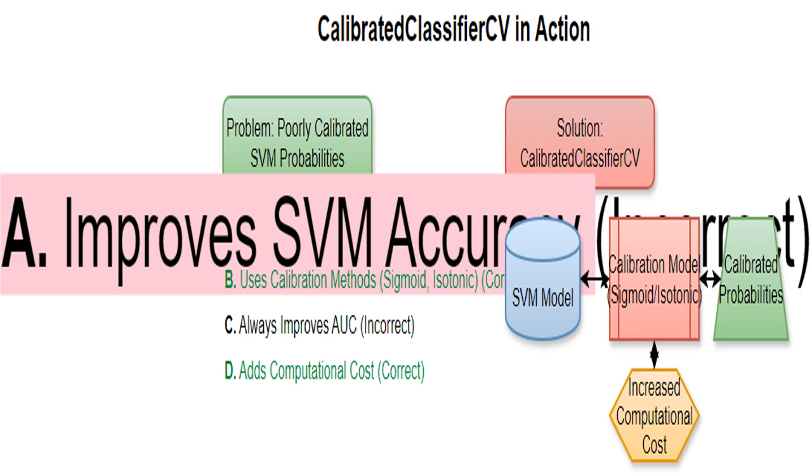AUC, area under the ROC curve, measures how well a model ranks instances, not just probabilities. Improving calibration does not always improve the ranking, therefore it does not improve AUC. The ranking of possibilities might not change even with better calibrated probabilities.